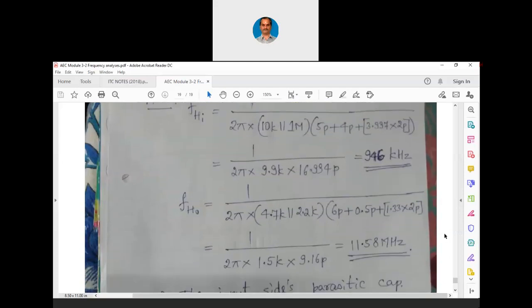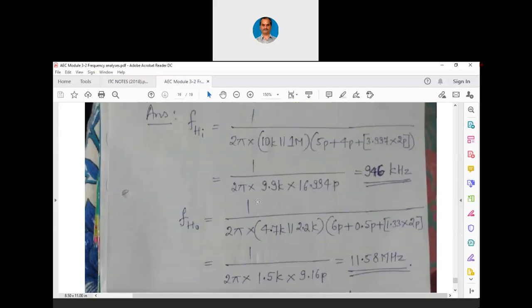Now, calculating FHO, 1 over 2 pi into 4.7k in parallel with 2.2k, that is capital RD in parallel with RL. The small rd is not given here. Again, substituting the wiring capacitances along with (1 minus 1 by AV) into 2 picofarad, that is the Miller's output counterpart. We get 11.58 megahertz. Again, in this exercise also, you can see that the input side is predominant.